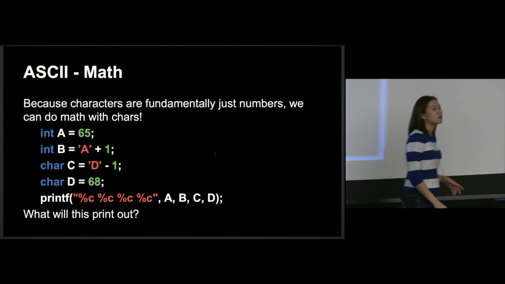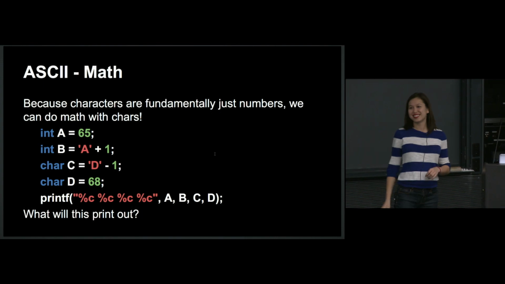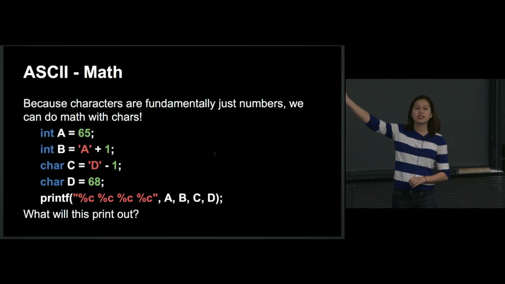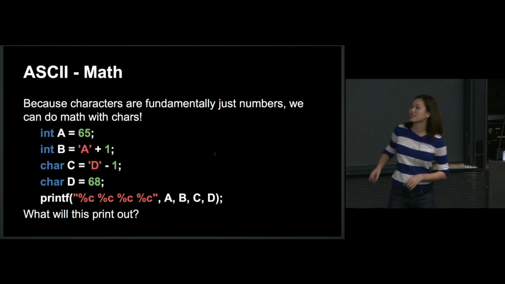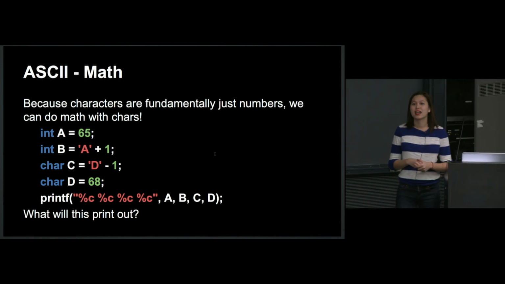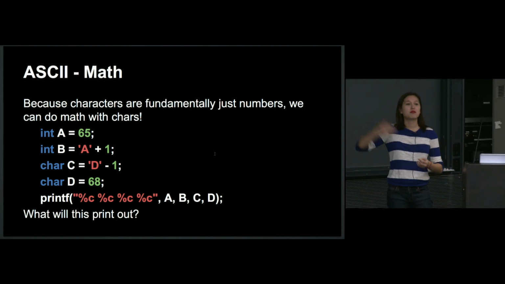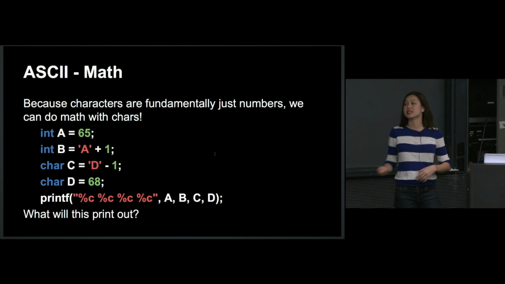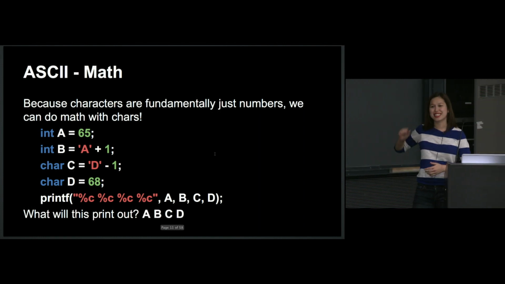And can anyone tell me what this will print out? Exactly. So one thing to notice is that we are printing out characters each time here. We are designating, even though A and B are ints when we declared them above, we are printing them as characters by the %c in our printf statement. So they will all print as characters. And of course, the ASCII value 65 will print as A. The ASCII value of A plus 1 would be 66, which would print as B. So in fact, we get A, B, C, D. Everyone good there? Any questions?